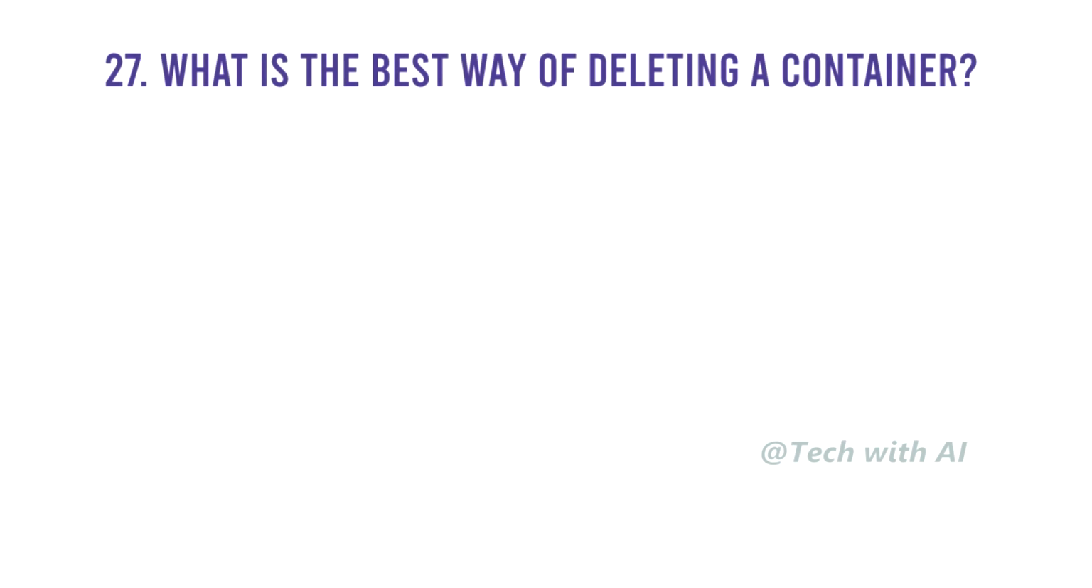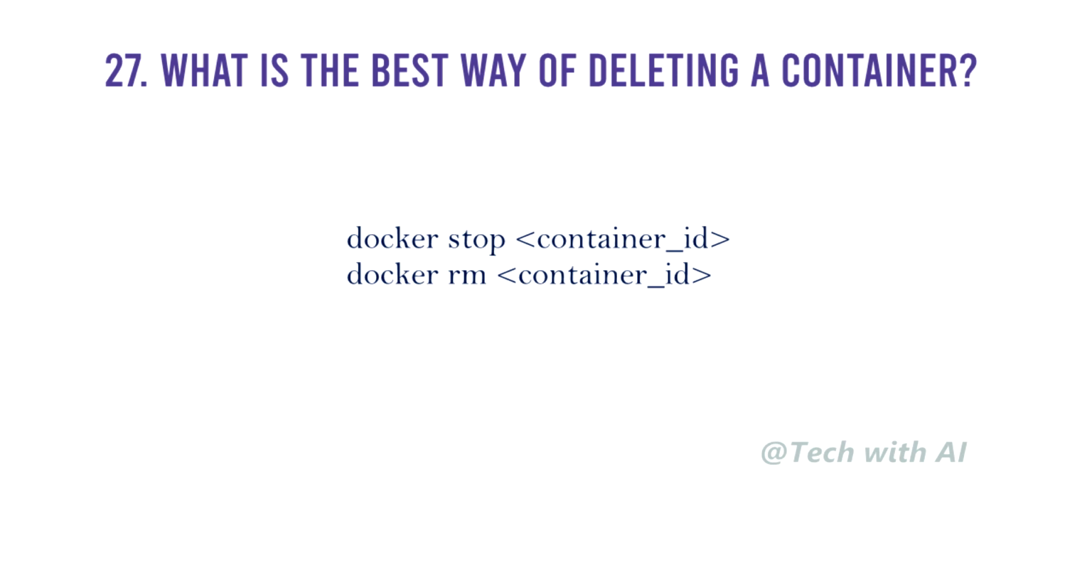What is the best way of deleting a container? We need to follow the following 2 steps for deleting a container. Docker stop container ID. Docker rm container ID.